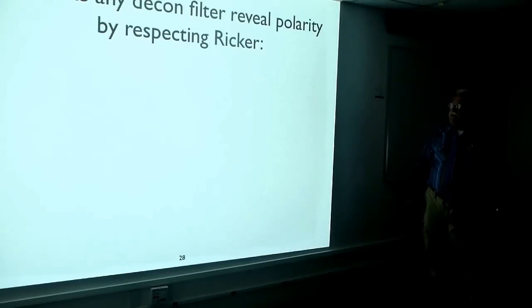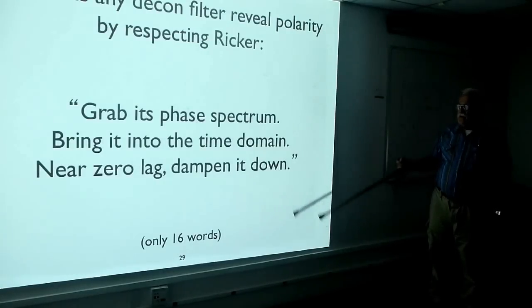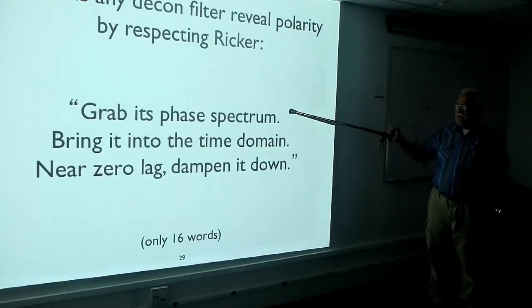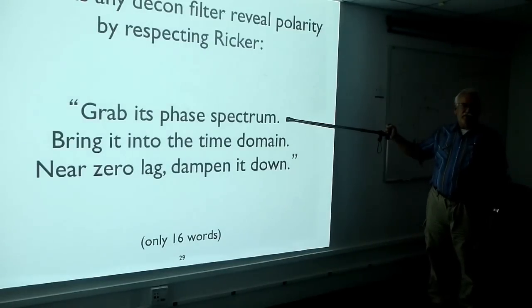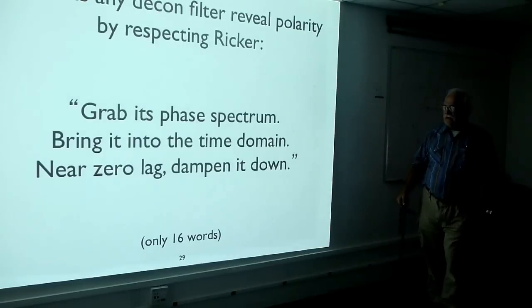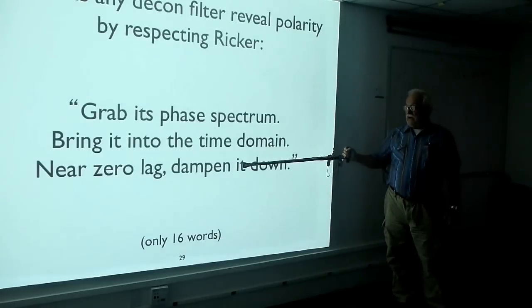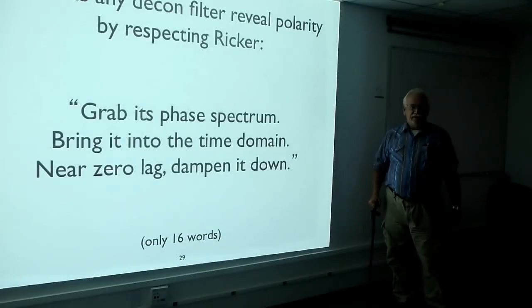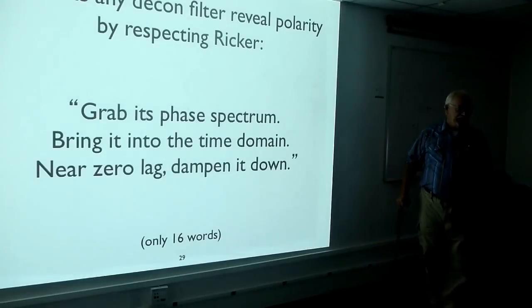Now, if you have some other decon filter, like maybe your company has a time domain one, let me tell you how you can get the same result. What do you have to do? You have to go get the phase spectrum of your decon filter. That will be an odd function of omega. Bring it into the time domain. Now you have an odd function of time. And at zero lag, near zero lag, within 60 milliseconds, just dampen it down. Now you've got a new decon filter, just go ahead and use that.